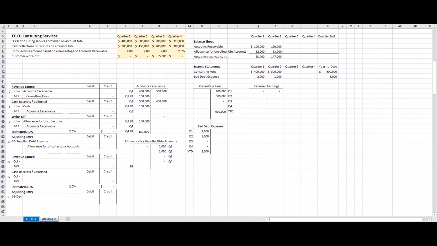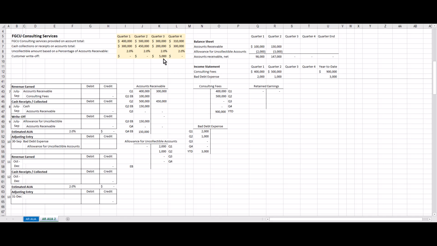During the third quarter, the economy suffers a downturn, and we report decreases in both revenue and cash receipts. For the quarter, consulting fees totaled $300,000, while cash receipts from customers totaled $200,000. Because of the downturn, several customers are unable to make any payment. We determined that we need to write off $5,000 of customer accounts due to company closings.